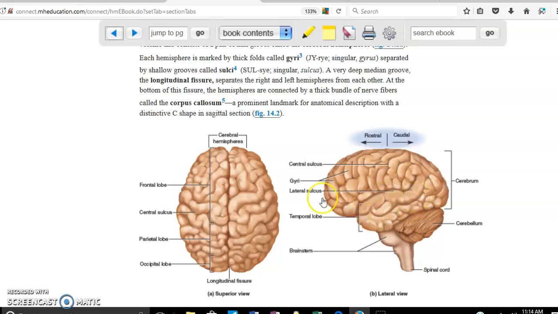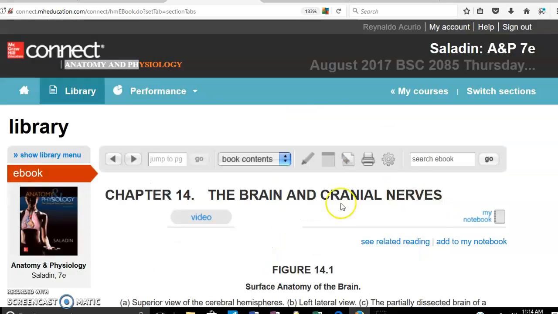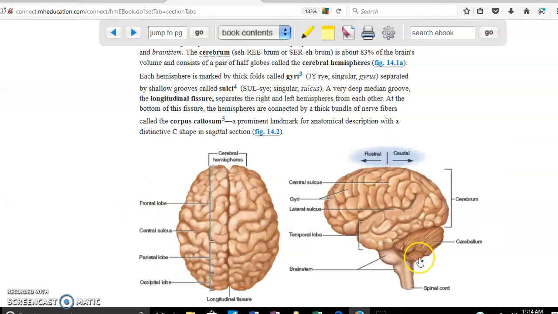The reason why I was telling you that the central sulcus is important is because the central sulcus separates your frontal lobe from your parietal lobe. As you can see right here, parietal lobe and frontal lobe. Okay, in addition to that, this figure is showing us other structures that you have: the cerebellum, which is this one right here, and your brain stem down here.